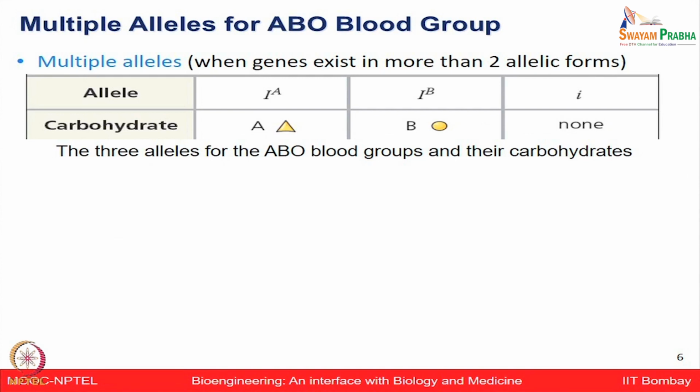Sometimes carbohydrate A is present, and that type of blood is known as blood group A. Or carbohydrate B is present, that is known as blood group B. Or both of them are present, that is known as AB. Or if both of them are absent, that is known as O type.